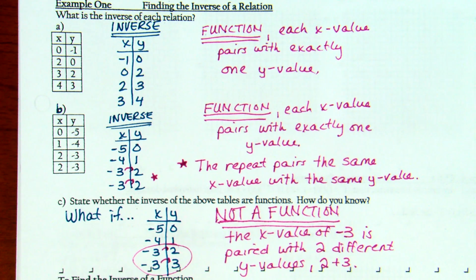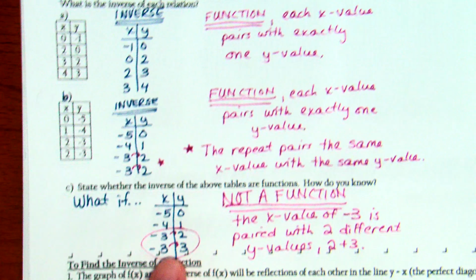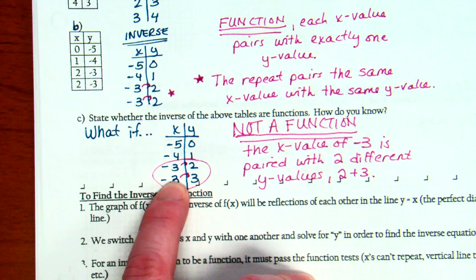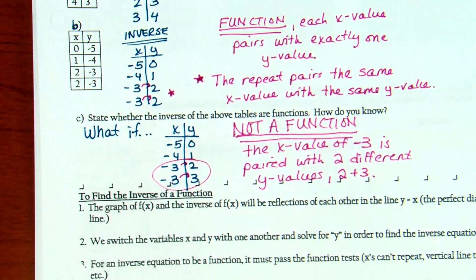How did we know if something was a function? How did we know? Kendra? Each x value can only correspond to one y value. Okay, each x value corresponds to exactly one y value. And so the shortcut, as long as each x value is different, it's a function, right? Our example of something that was not a function is right here, when -3 pairs with 2 and -3 pairs with 3. This x value of -3 paired with two different y values. Okay, so that's just a review because I taught that Friday.